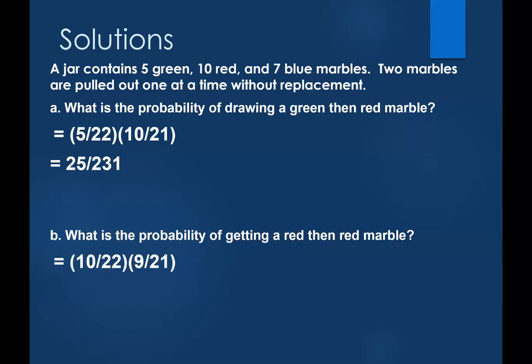Getting a red, then a red, we have to adjust not just the denominator, but also the numerator. So we would have 10 out of 22 times 9 over 21. Because now we've already pulled a red marble, so there's only 9 left out of 21 total in the batch. So our answer would be 15 over 77.